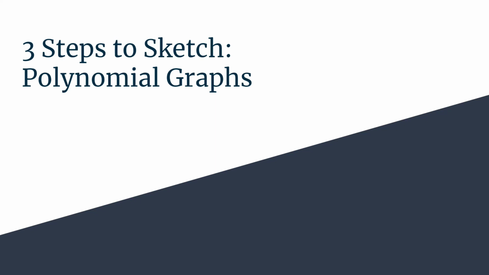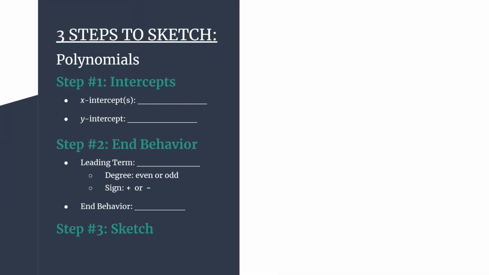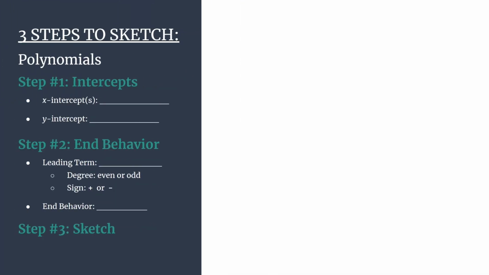In this video, we'll sketch a graph of the polynomial equation y equals x cubed minus 4x squared plus 3x using our method. So here's our template outline. In step 1, we'll find the intercepts, both x and y. In step 2, we'll determine the end behavior. So remember, that's just what does the graph look like on each end. And then in step 3, we'll put all that information together with a sketch.